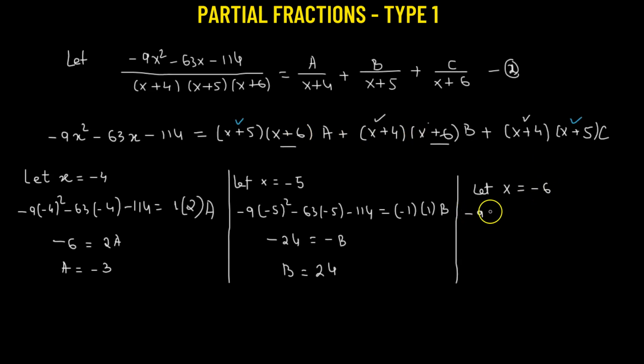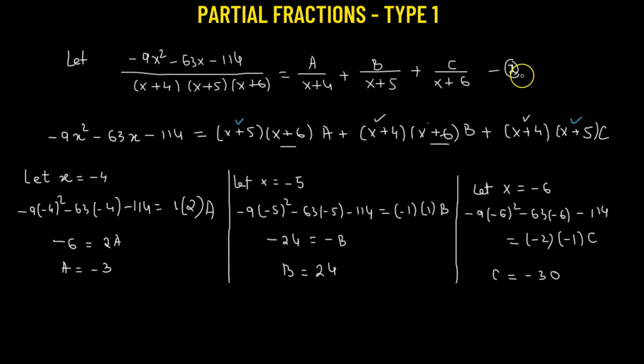Now we're going to get -9 times (-6) squared minus 63 times -6 minus 114. So that's equal to the third term, which is -6 plus 4 gives us -2. -6 plus 5 gives us -1, all multiplied to c. Solving this, we get the final value of c, which is equal to -30. So we have obtained the value of a, b, and c.